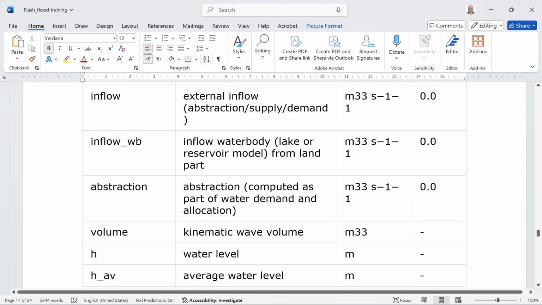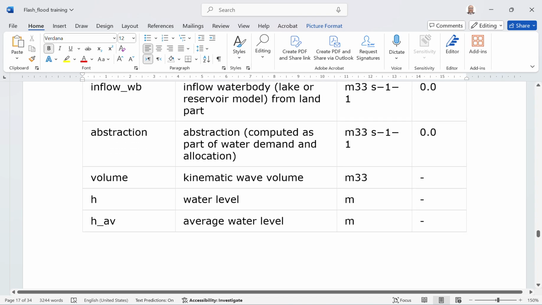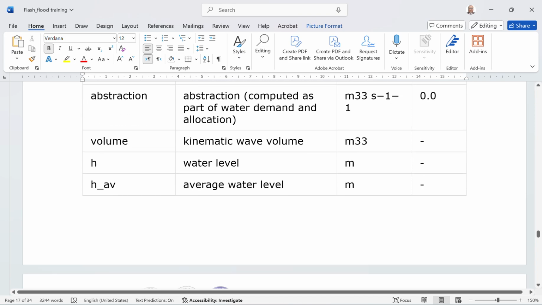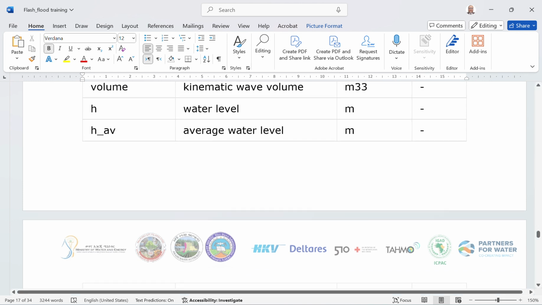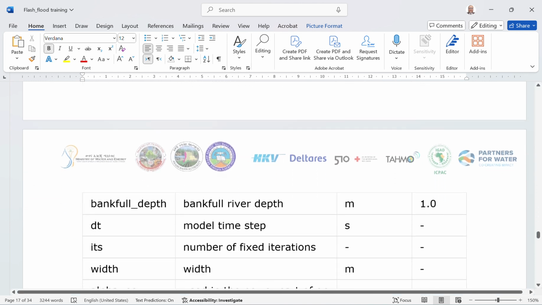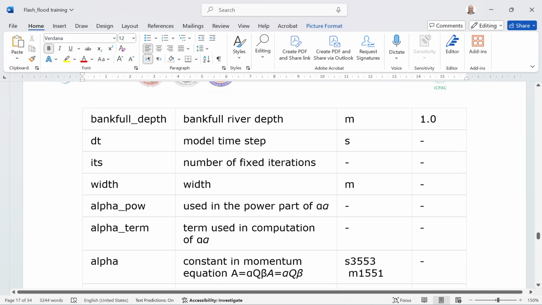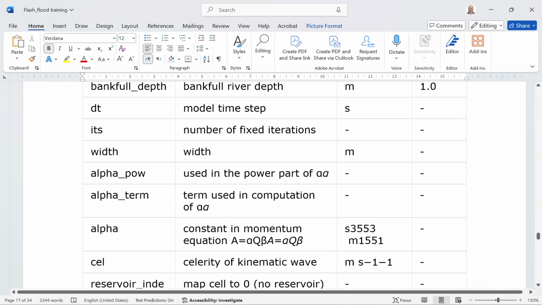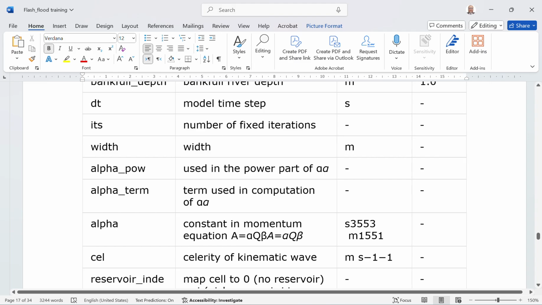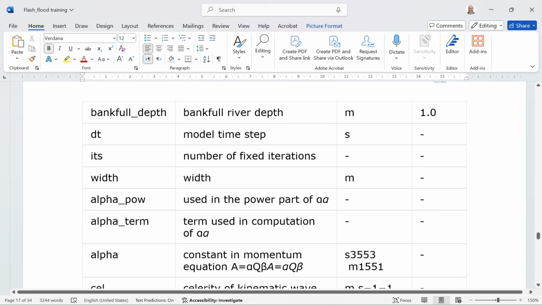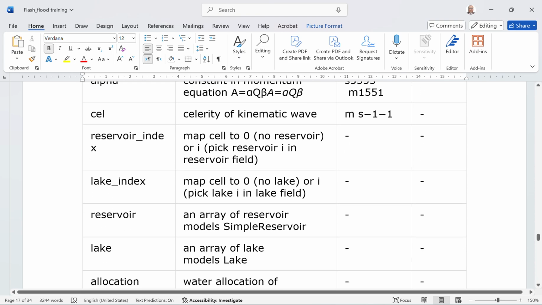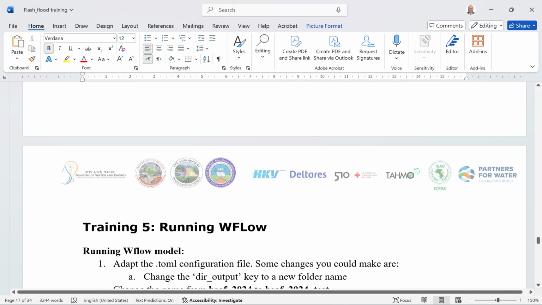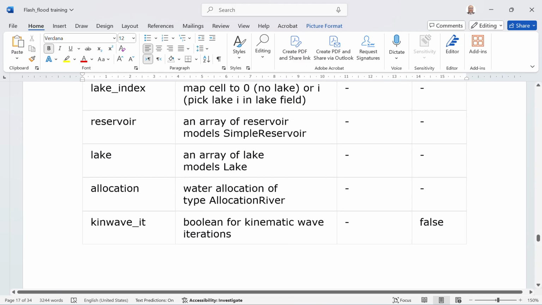For example, the abstraction. We have the kinematic wave volume. We have water level, of course, in meter. Average water level, bankfull river depth. The model time step, this is the dt, it's in seconds, for example. So these are different horizontal parameters.